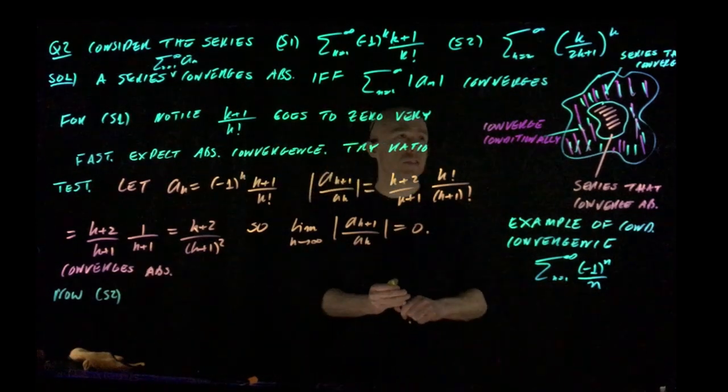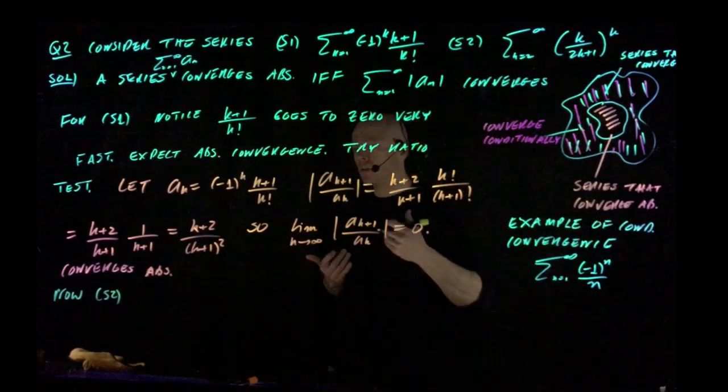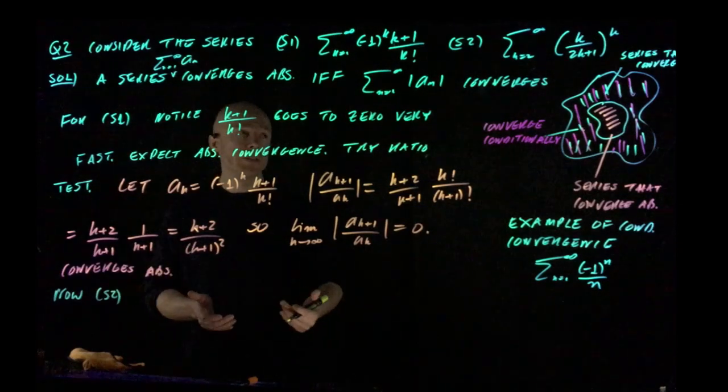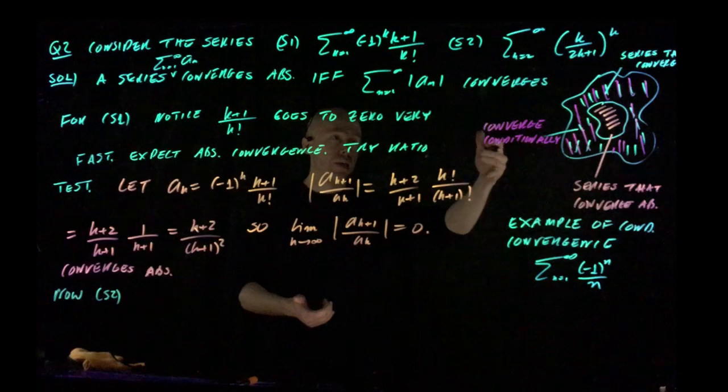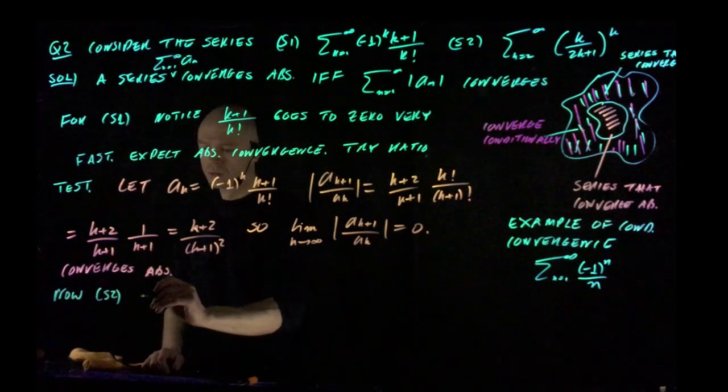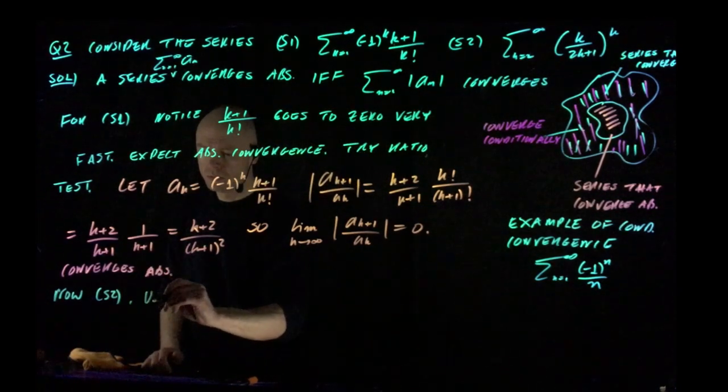Now, a giveaway here is that we have something to the kth power. So the natural thing to do is to use the root test, because if we take the kth root of something to the kth power, then we're going to have a simplification. So use root test.